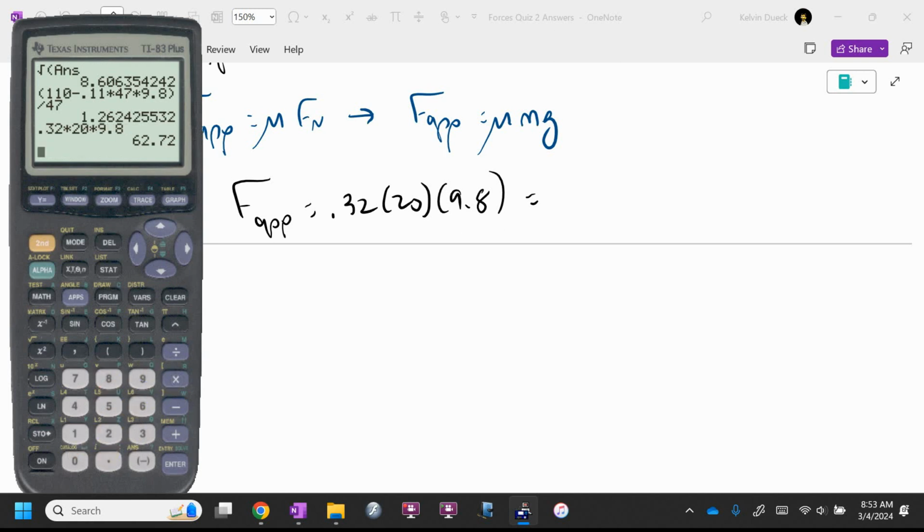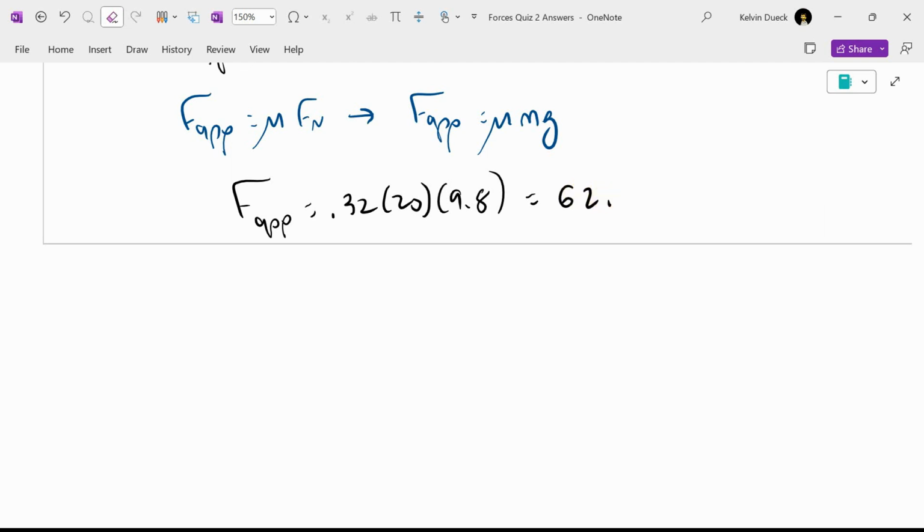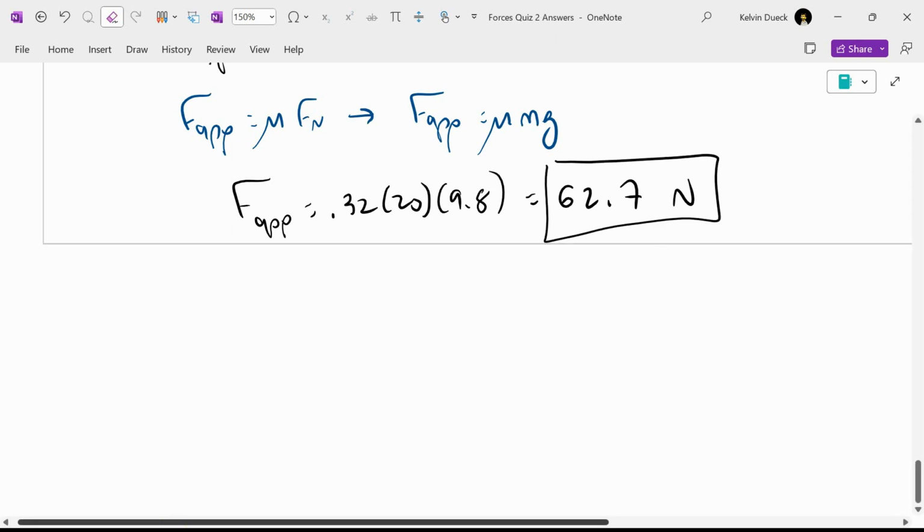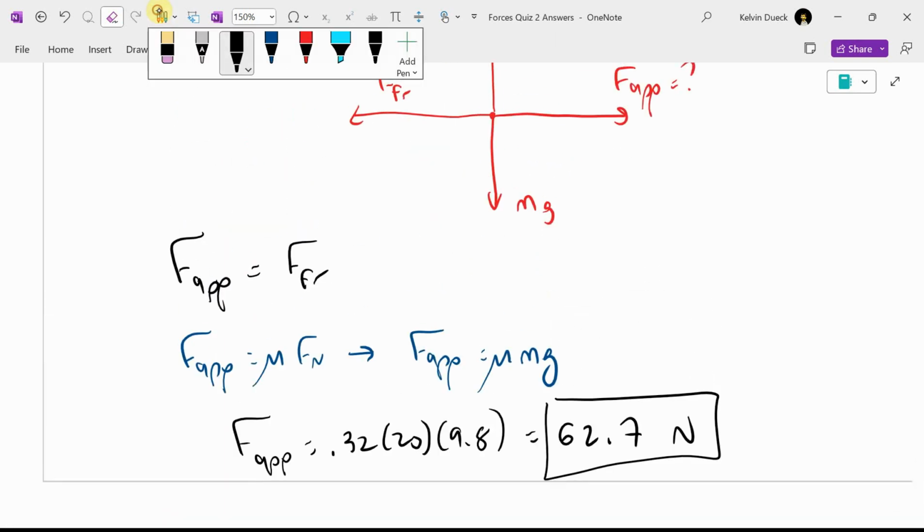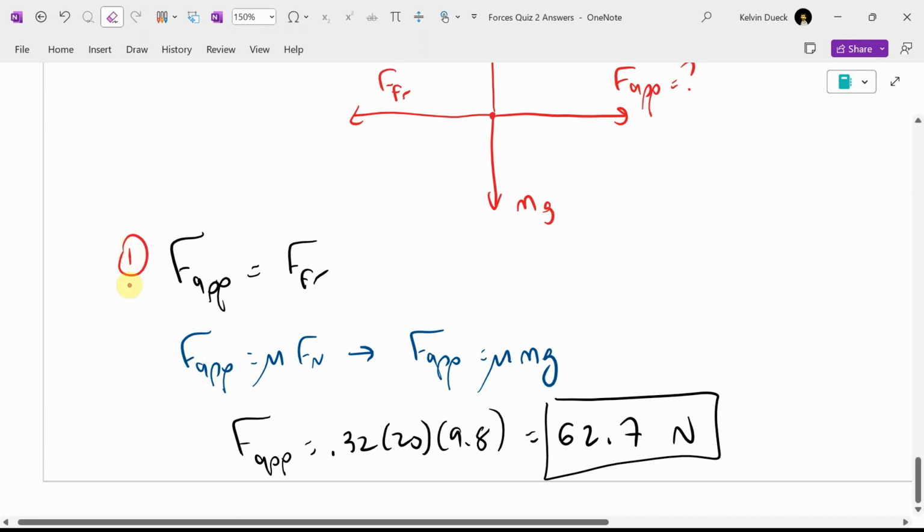And I get 62.7. If you added the 2, that's fine. I usually just go to 3 sig figs. Newtons. If you got that right, 3 out of 3. Otherwise, I would probably go 1 mark for that. I would probably go half mark for that, half mark for that, half mark for the numbers, and a half mark for the answer.